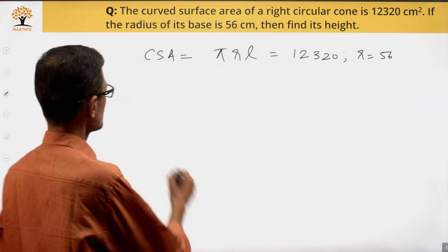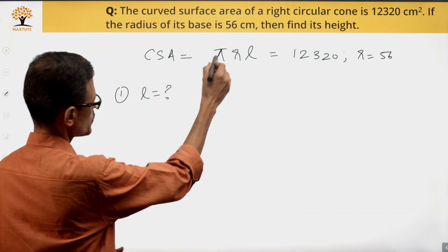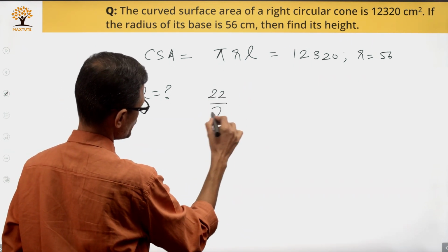So step 1, what we are going to be doing is computing the value of L. What is the slant height? So let's plug in the values. Let's take R to be equal to 56 and take pi to be 22 by 7.